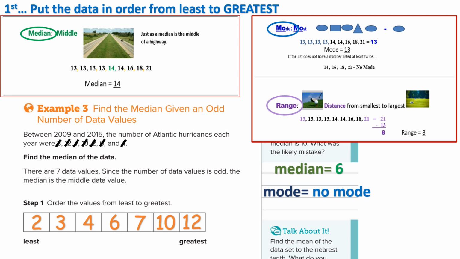The range, though, I can do that one because I simply, once again, take my largest number, I subtract my smallest number, and 12 minus 2, my range on this one would be 10. All right, so we're going to be doing these later on this week. So make sure that you're writing down how we do mean, median, mode, and range.